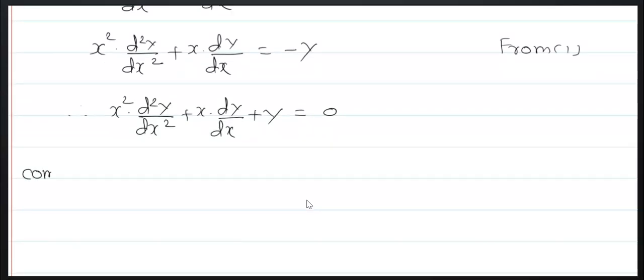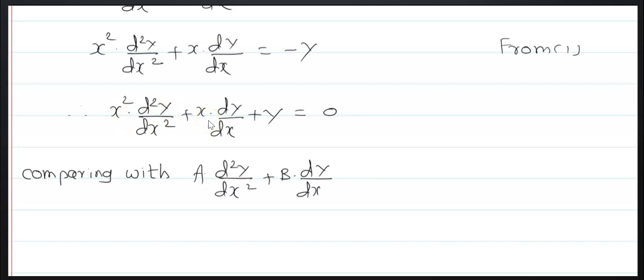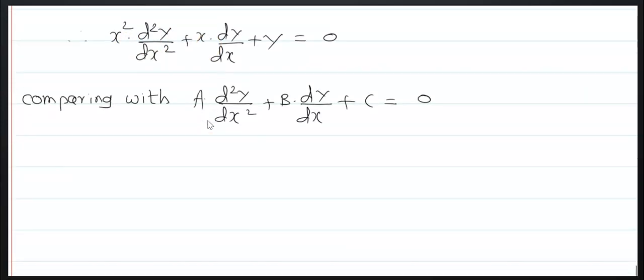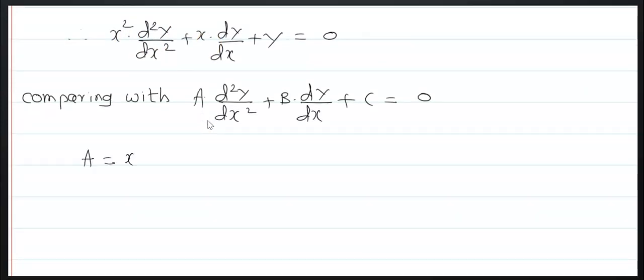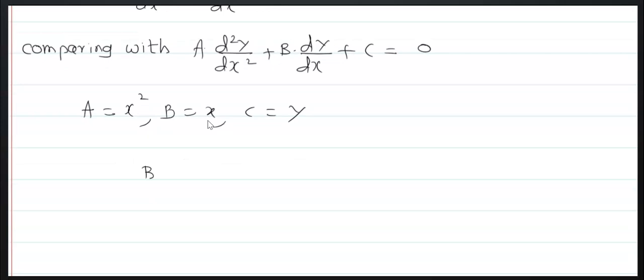Now the coefficient of d²y/dx² is x². The value of the first is x². All options have that. The coefficient b is x, so only the second and third options remain. And c is plus y. Therefore, only answer B is there. B is the correct one.